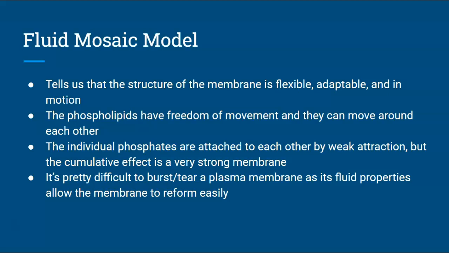It's really flexible. The individual phosphates of the phospholipid bilayer are attached to each other by a weak attraction, so they are connected to each other, but it's such a weak attraction that they can move around each other and those bonds can break. But when you have enough of those phosphates attached to each other by that weak attraction, the cumulative effect is actually a very strong membrane. It's pretty tough to actually tear a plasma membrane because its fluid properties allow it to reform around whatever tear it is. So even if it does tear, it's not going to stay torn.